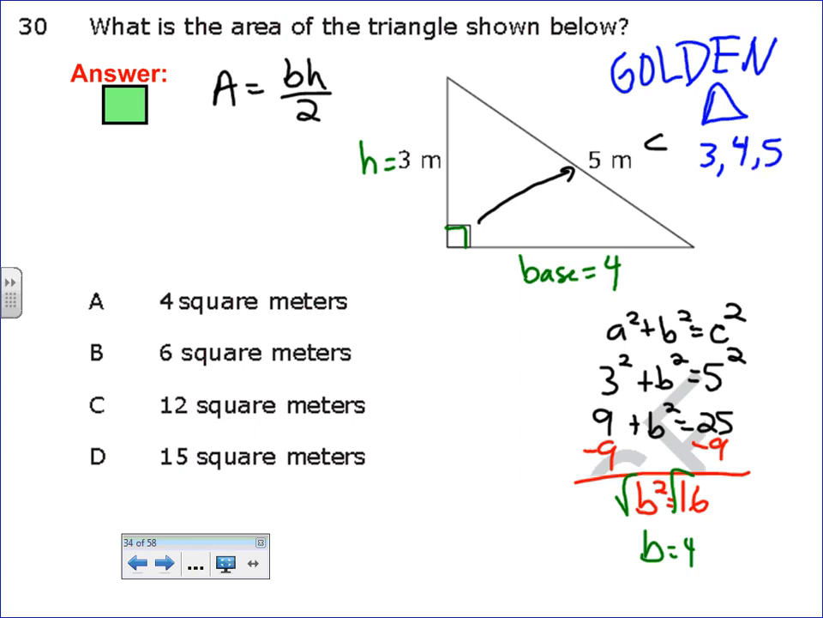Alright, well now that I know my base and my height, I can plug that in. So 4 times 3 divided by 2. What's 4 times 3? 12. What's 12 divided by 2? 6. My answer is B.